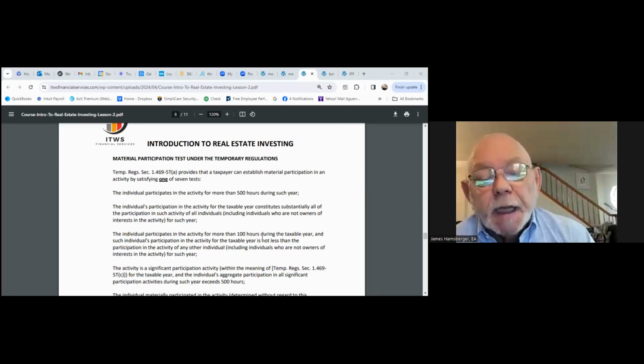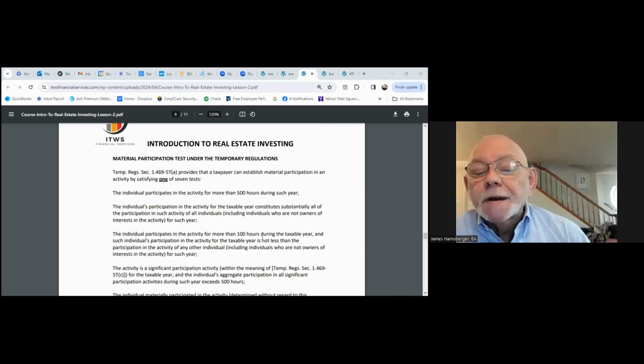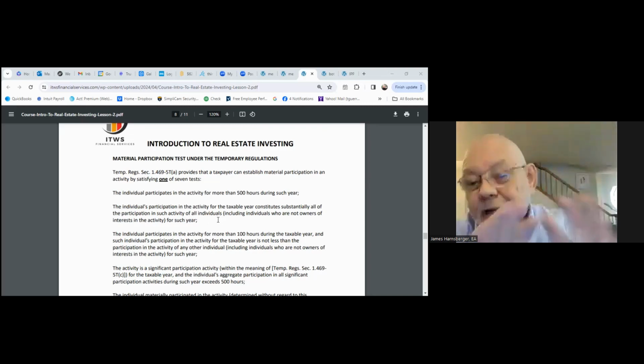Section 1.469-5T, temporary regulation (a), provides that a taxpayer can establish material participation in an activity by satisfying any one of the seven tests. Only one. You don't have to meet them all. If you participate in the activity for more than 500 hours in the year and you have time records, you're golden. If the individual's participation for the year constitutes substantially all of the participation in such activity of all individuals, well, if you're the only individual, then you meet that test. That's the easiest one to meet.